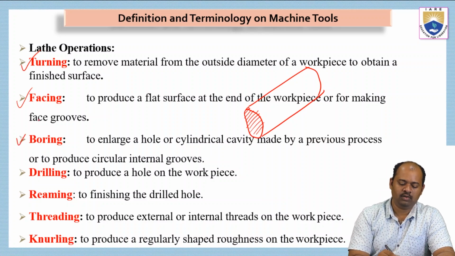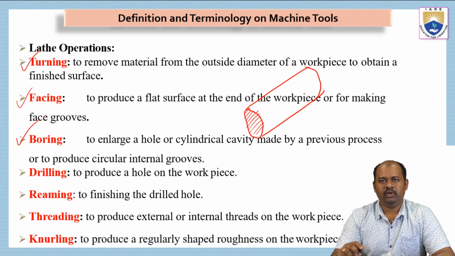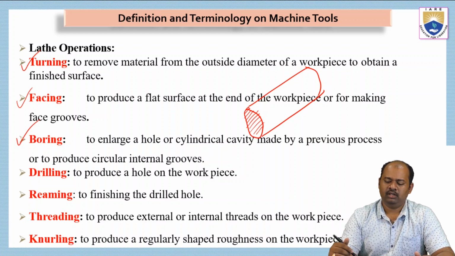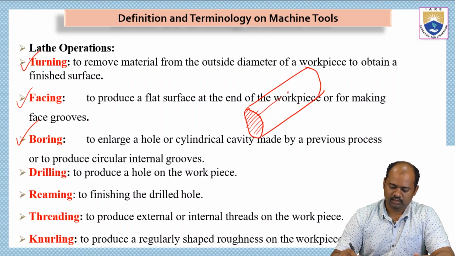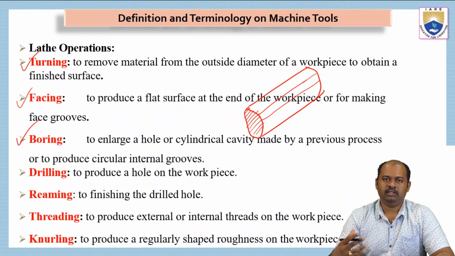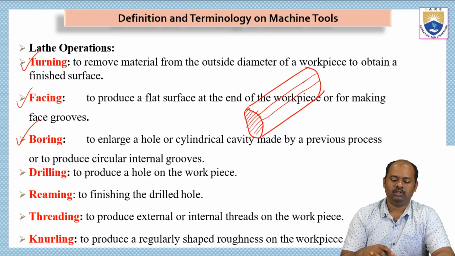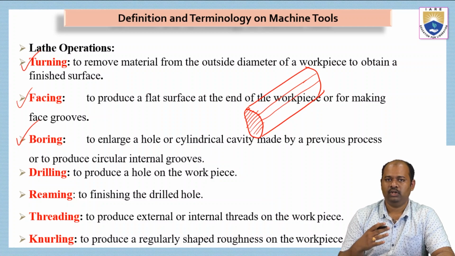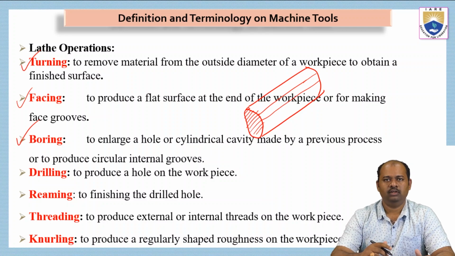And then we have the third operation, that is boring operation. Boring is a process used to enlarge the hole of a cylindrical cavity. Suppose in the lathe machine there is a cylindrical object just like this. It has a through hole. If we want to increase the diameter of this hole, we have to use the process called boring. Boring will increase the diameter of the hole, and also increase the surface finish of the hole. We want to get a smoother hole surface, so we go for boring operation.